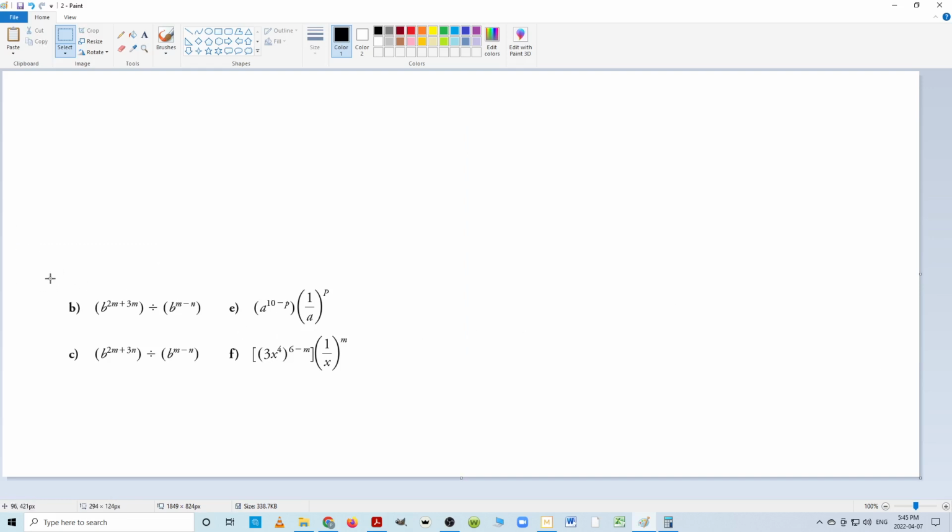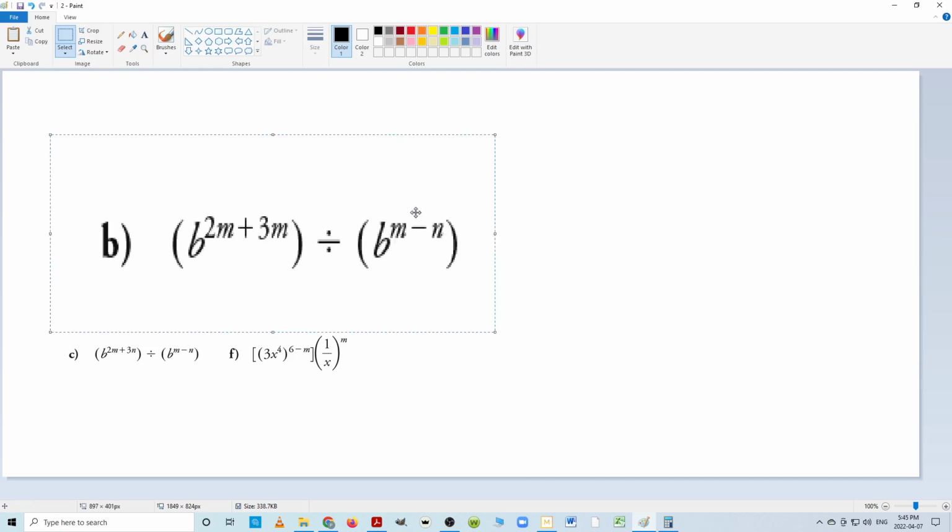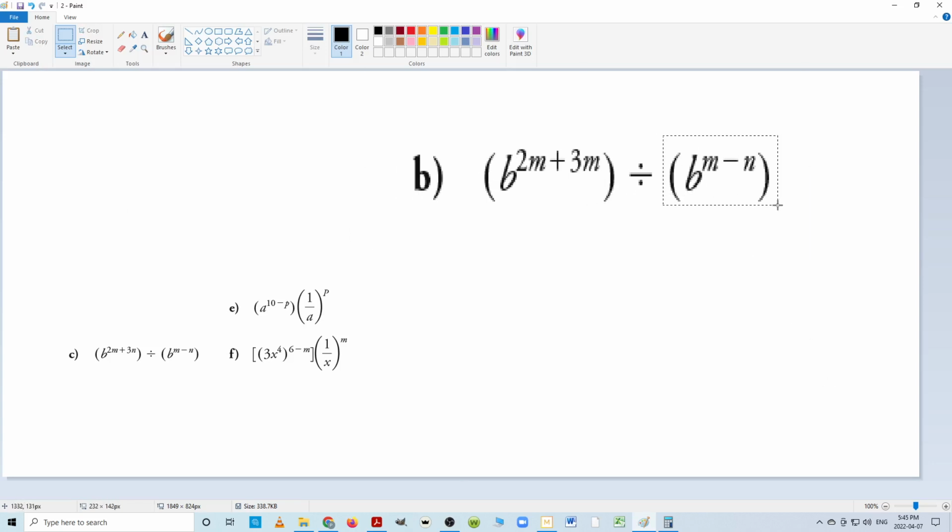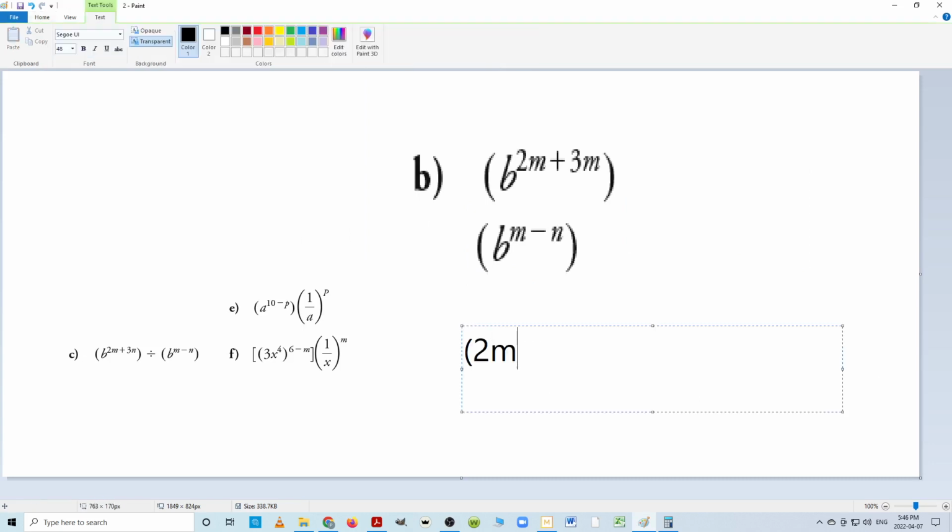Okay, so we did that and that. So this is a division, so the easiest thing is just to put them underneath one another, and then realize that their exponents can subtract. So I have to do, it helps if you put them in brackets, 2m plus 3m minus m minus n. Well, that minus applies to both of them, so I get minus m plus n. And if I look at this, what's 3m minus m? It's 2m.